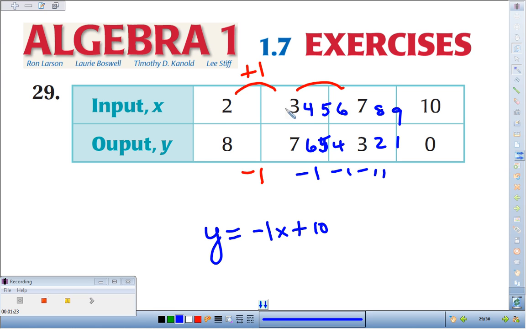Let's check 3. -1 times 3 is -3. If I add the 10, yep, I get the 7. Or even here, -1 times 10 is -10. And if I add the 10, +10, I get 0. So it checks out. Here's my rule.